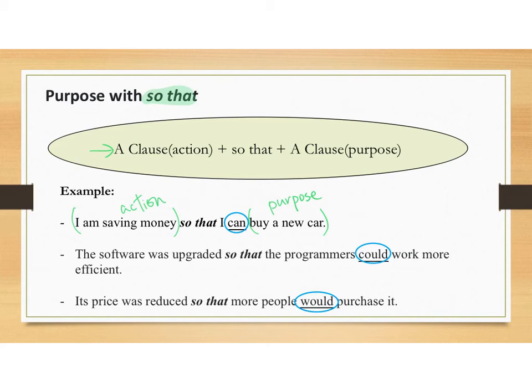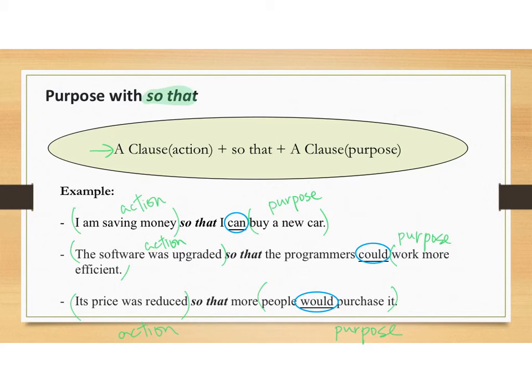Same as the second example and the third example. The software was upgraded. It is the action. So that the programmer could work more efficiently. Work more efficiently is the purpose. And then the last example is its price was reduced so that more people would purchase it. The price was reduced, action. People would purchase it is the purpose.